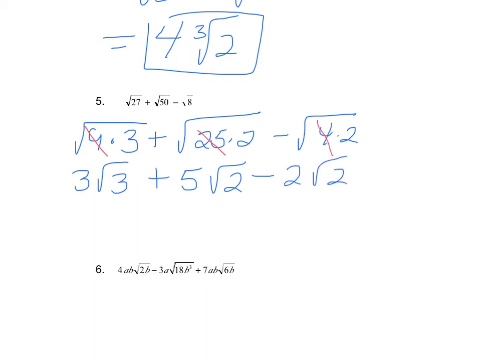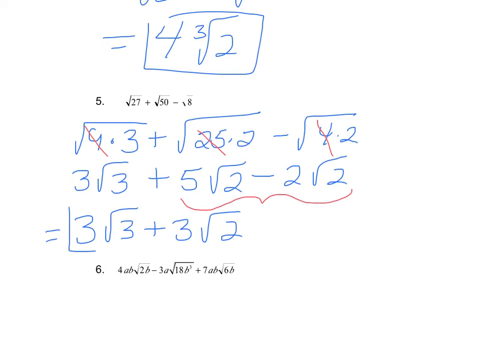Well, the only two guys I can put together are the 5 radical 2 and the 2 radical 2 because they're the only guys that have like radicals. So I'm going to bring down the 3 radical 3. 5 radical 2's take away 2 radical 2's is, yes, you're right, a positive 3 radical 2's. And there's my answer because I can't add any further because I don't have like radicals, and I can't simplify radical 3 or radical 2, so I'm done. Let's go on to our last problem for the day.